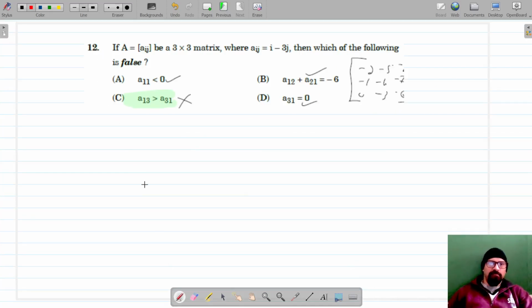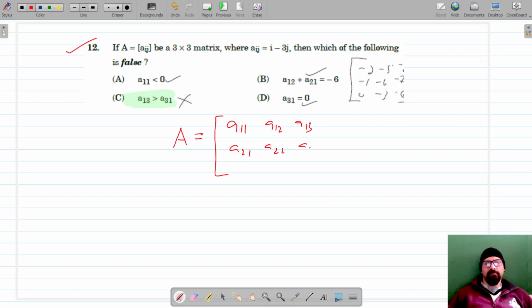For question number 12, it's given that the matrix A is equal to the element Aij, a 3 by 3 matrix, where Aij is i minus 3j. Now this is of order 3, so that means it has elements A11, A12, A13, A21, A22, A23, and A31, A32, and A33. So this is of order 3 by 3. Let's try to get all these elements.